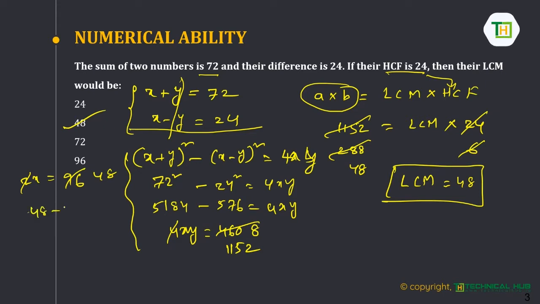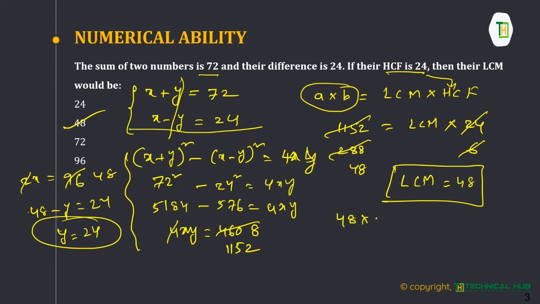48 minus y is equal to 24. Now from this, y is equal to 48 minus 24, that is 24. So x value is 48 and y value is 24. So you can directly substitute here also, you will get the answer. 48 into 24 is equal to LCM into HCF. HCF is 24, 24 gets cancelled. Therefore, the required LCM will be 48.